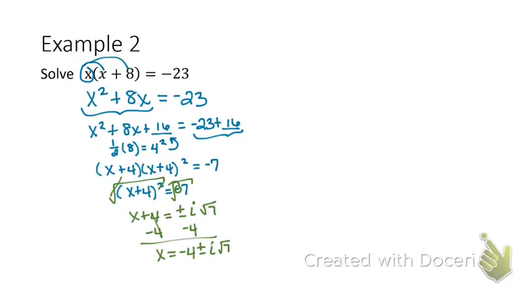Remember I said in the previous video that as long as it's got a radical or an i, you don't have to break it apart unless you want to. So therefore, there's my answer. There are two answers there. I have negative 4 plus i square root of 7, and I have negative 4 minus i square root of 7. It's just a simplified way of writing that solution.